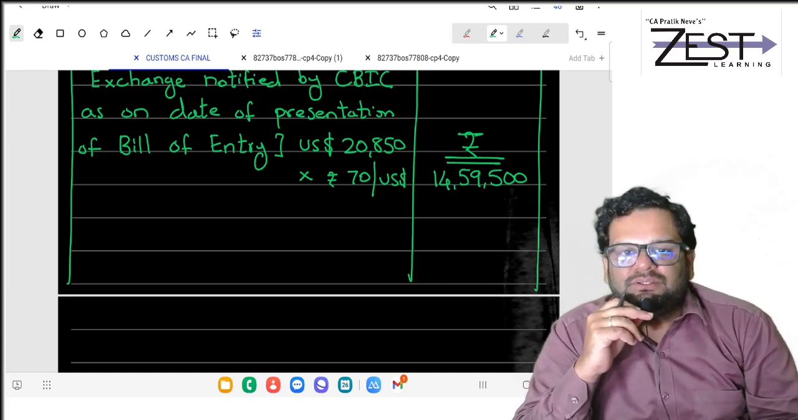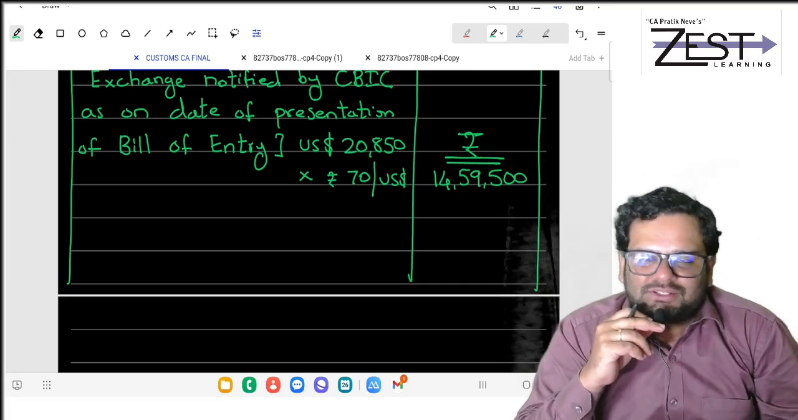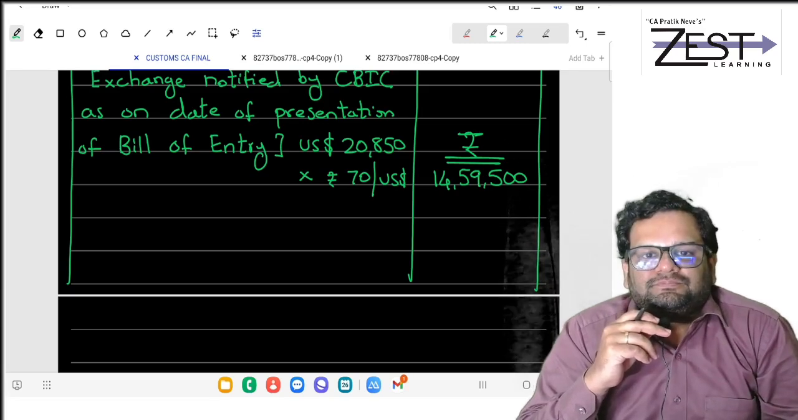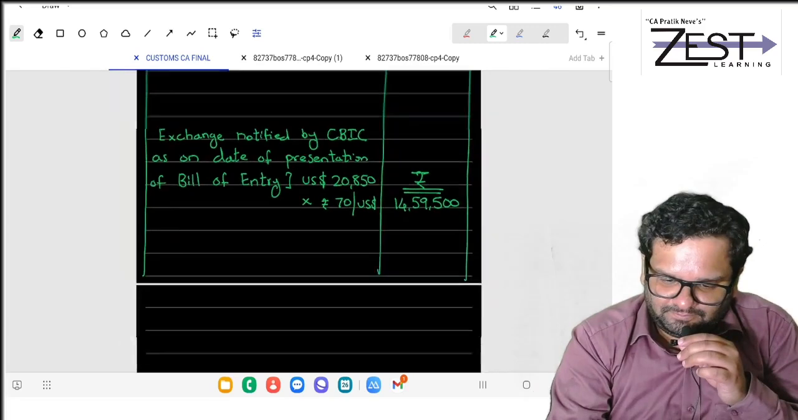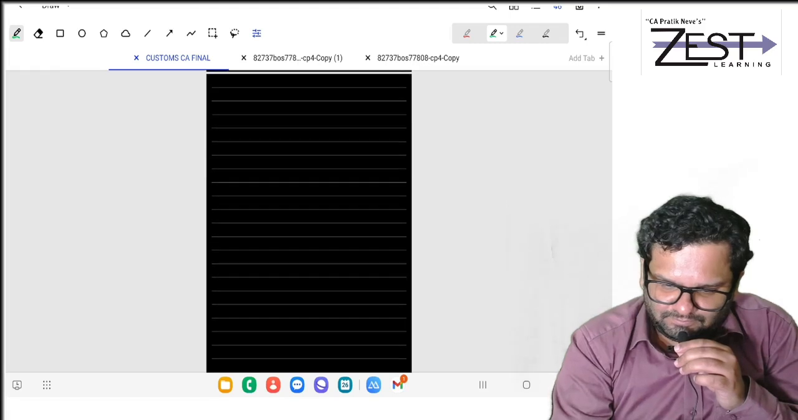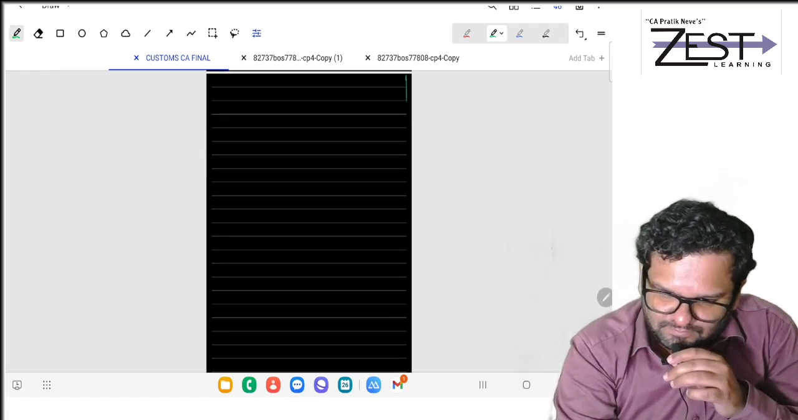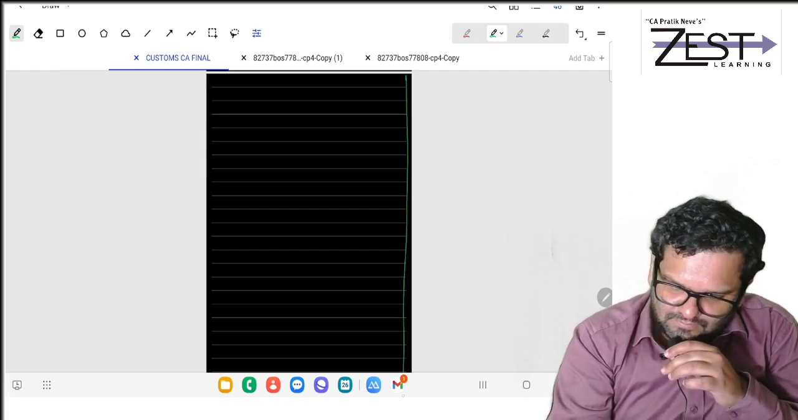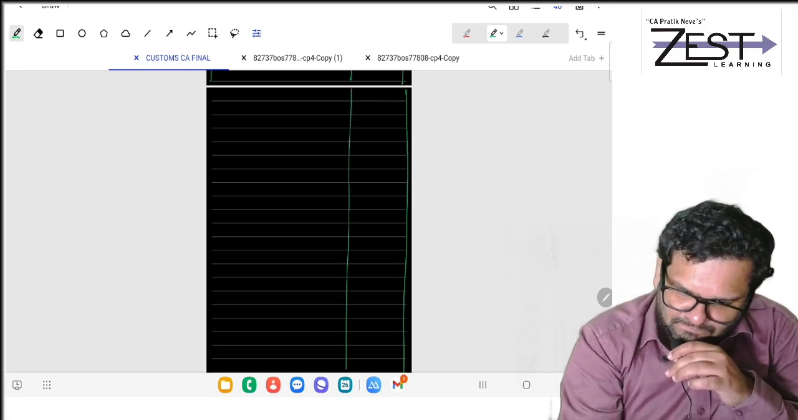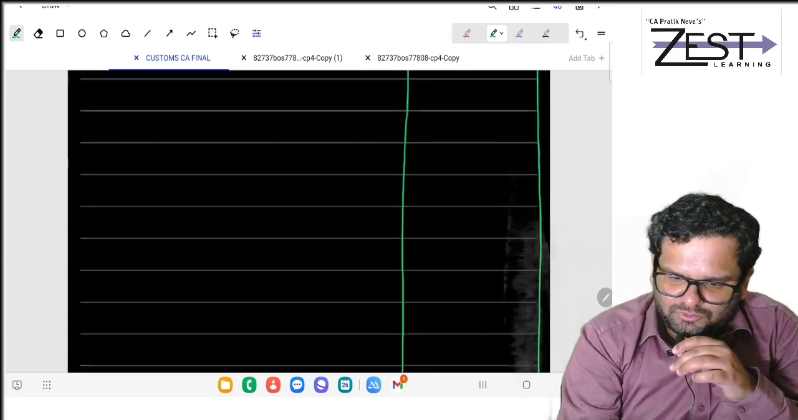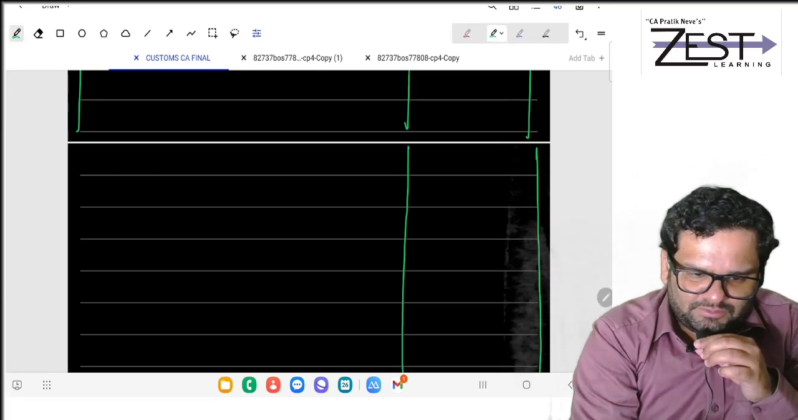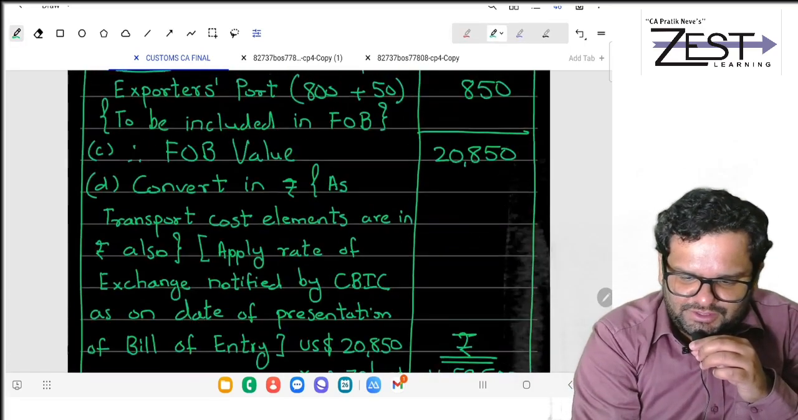Ashima, Mahalakshmi, are you with me? Are you getting the systematic approach? Fine, no problem. Let's continue. Now you have come till D point.